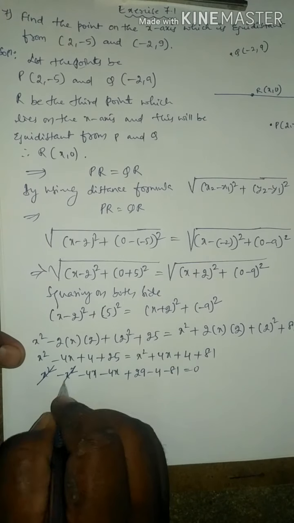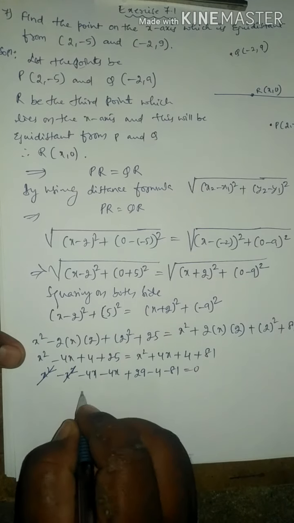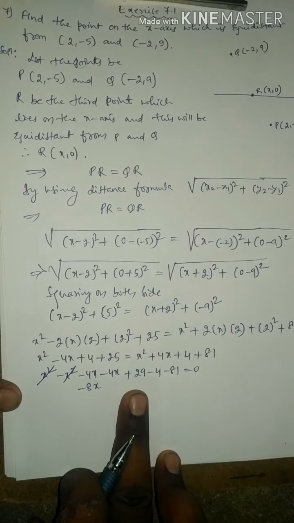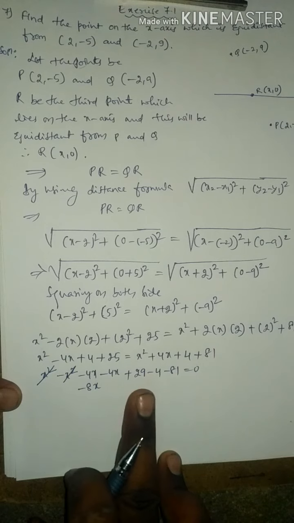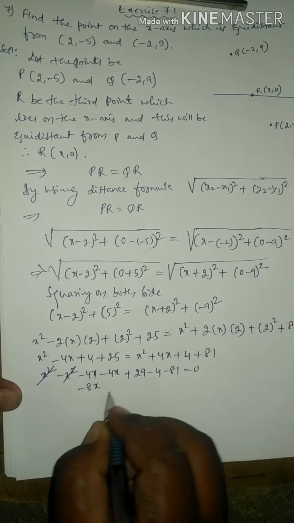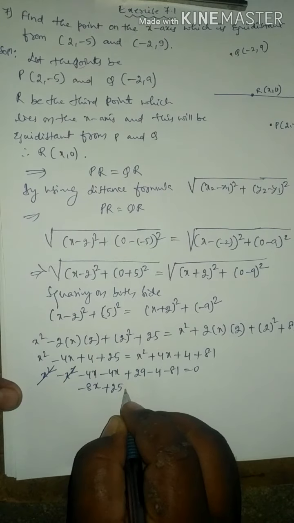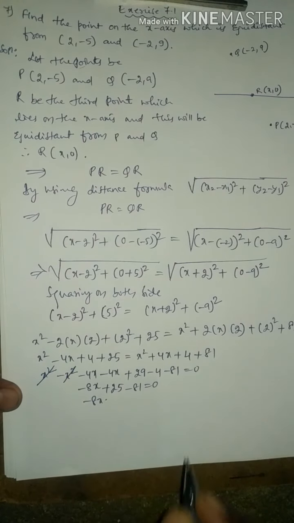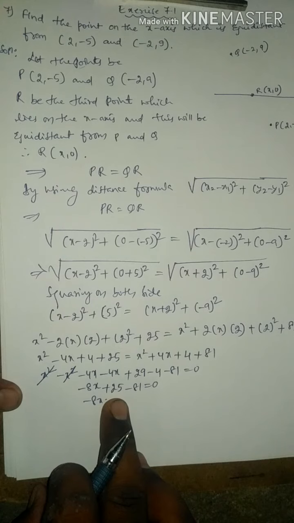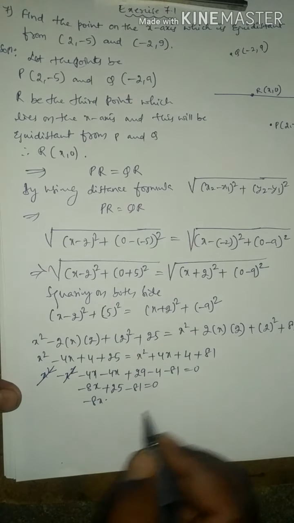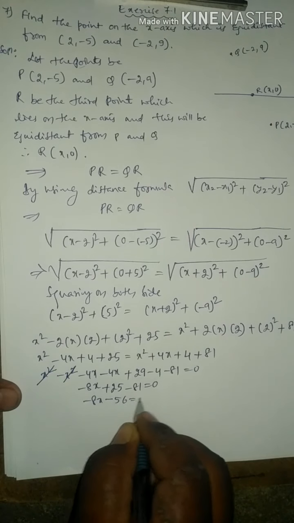Now x square minus x square is 0. Minus 4x minus 4x is minus 8x. Now here 29 minus 4, that is 25, minus 81. This is equal to 0. So minus 8x, I wrote as it is. 25 minus 81 is minus 56. That is equal to 0.